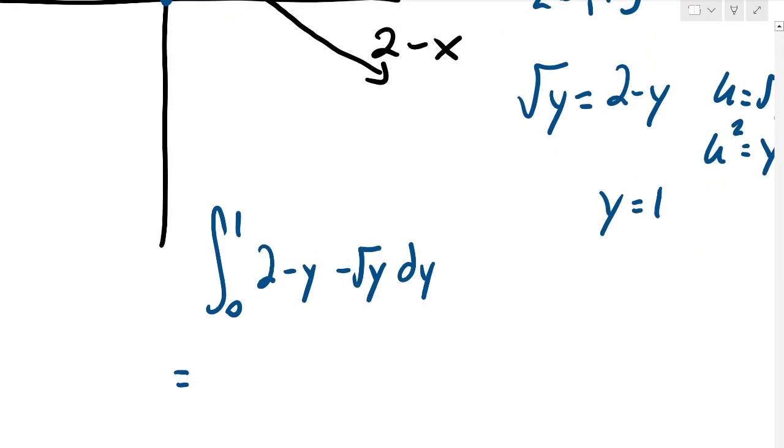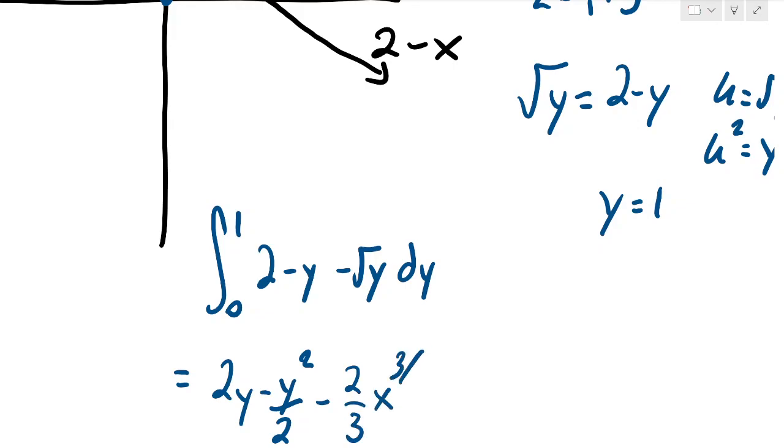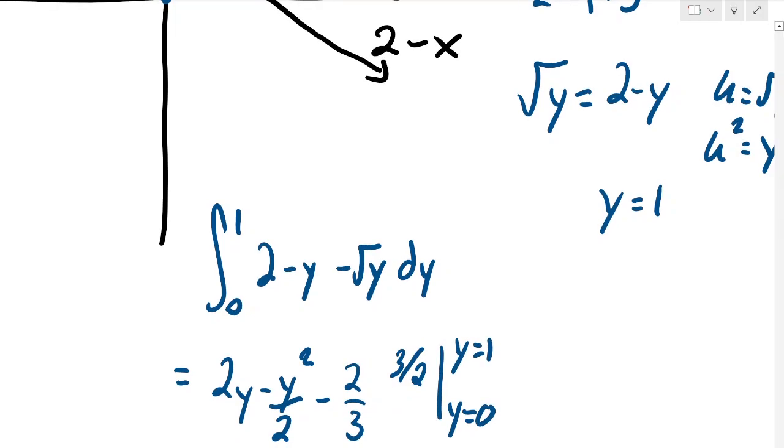Okay. And then everything just follows as normal at that point. It's really just the setup that can be a little bit different. And now we're just doing the same thing with a different variable. So we get 2y minus y squared over 2 minus 2/3 x to the 3 halves, y equals 0 to y equals 1. Okay, and this should have been y.